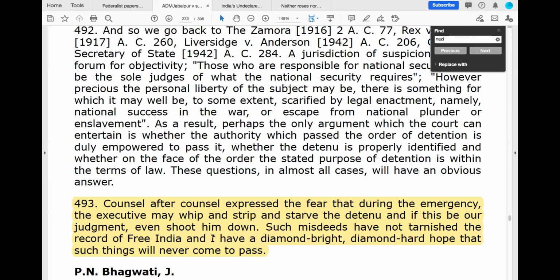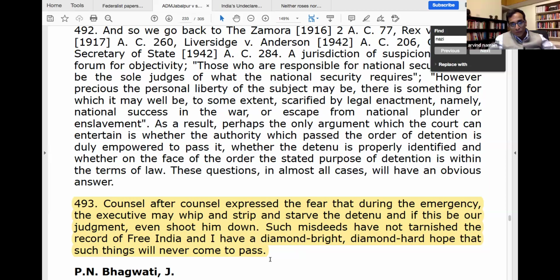May I? Please do. Counsel after counsel expressed the fear that during the emergency, the executive may whip and strip and starve the detenue, and if this be our judgment, even shoot him down. Such misdeeds have not tarnished the record of free India, and I have a bright, diamond heart hope that such things will never come to pass.